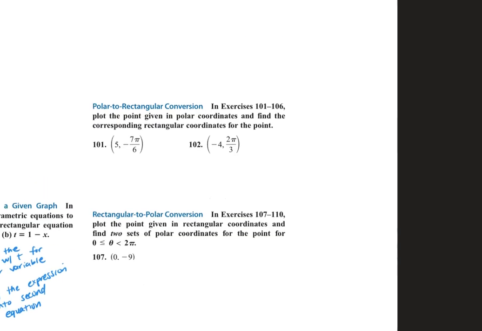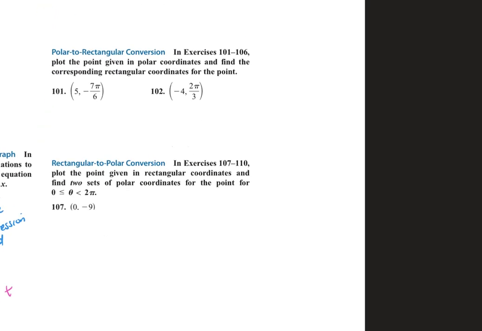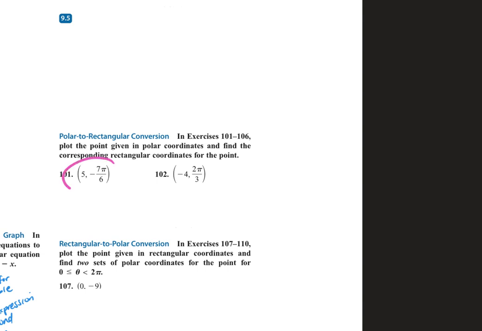Okay, then you got into polar. So polar coordinates was 9-5, where you had to be able to plot a polar coordinate. You're going to have to plot a polar coordinate, convert from polar to rectangular or rectangular to polar. So if I wanted to graph this one, 5 and negative 7 pi over 6, then you're going to have a polar grid.